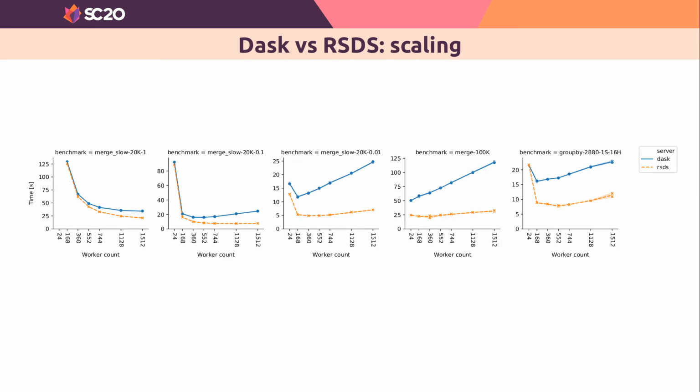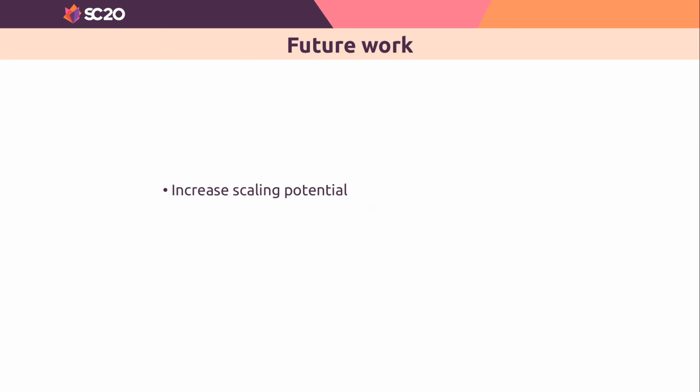And finally, in this chart we show that RSDS can scale to a higher worker count than Dask. Although, for certain workloads, there is still a tipping point from which on RSDS gets slower with each added worker. Therefore, in future work, we would like to further increase the scaling potential of RSDS. For example, the overhead of the Dask worker could also be reduced, and part of the scheduling could be moved to it to reduce stress on the centralized server.